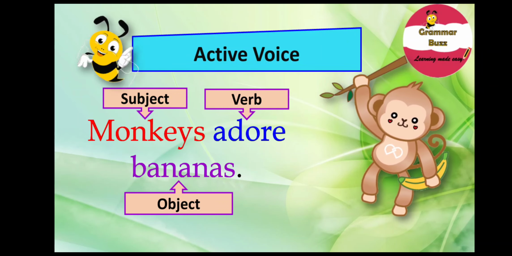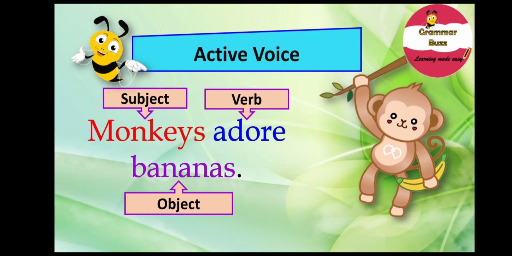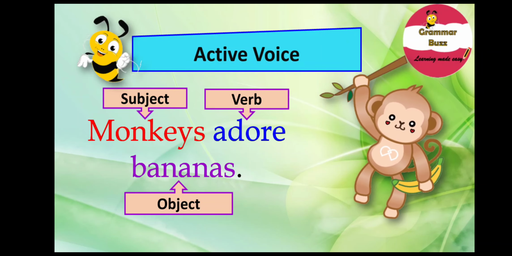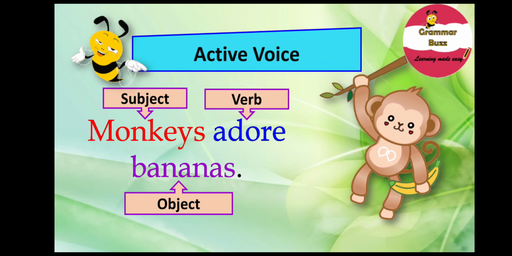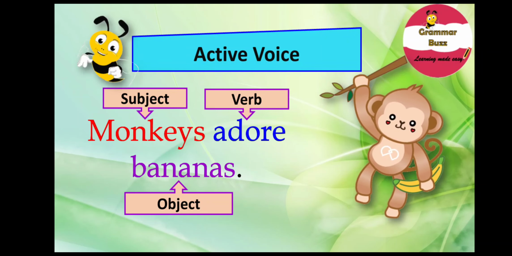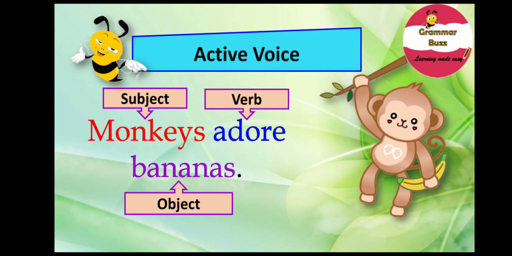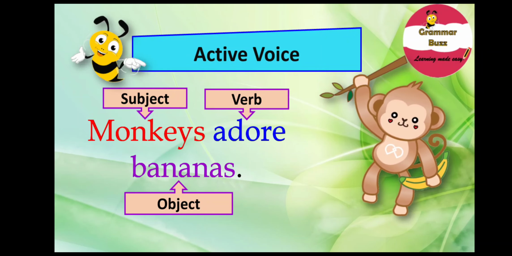And we notice that in this sentence, the subject, which is the monkeys, are the doer of the action and the object, that is bananas, is the receiver of the action. In this case, adores. Hence, this sentence is said to be in the active voice.